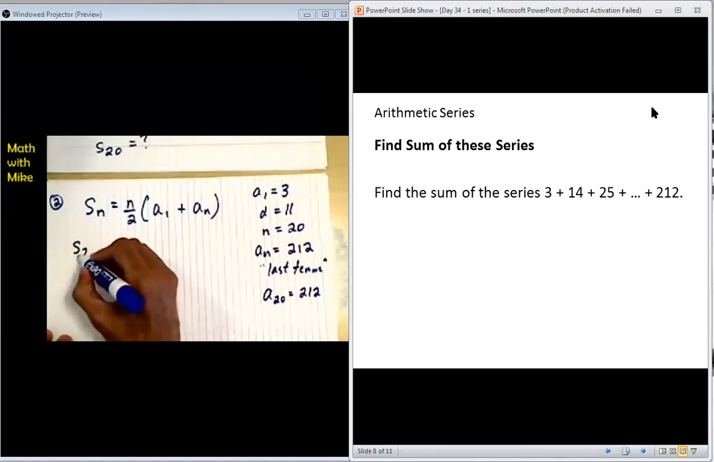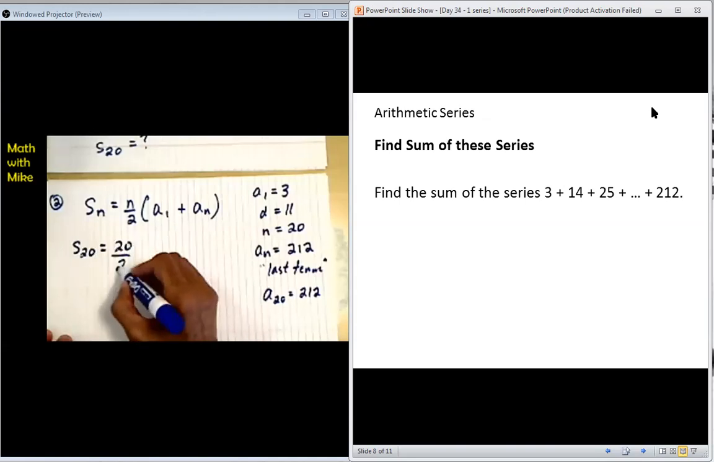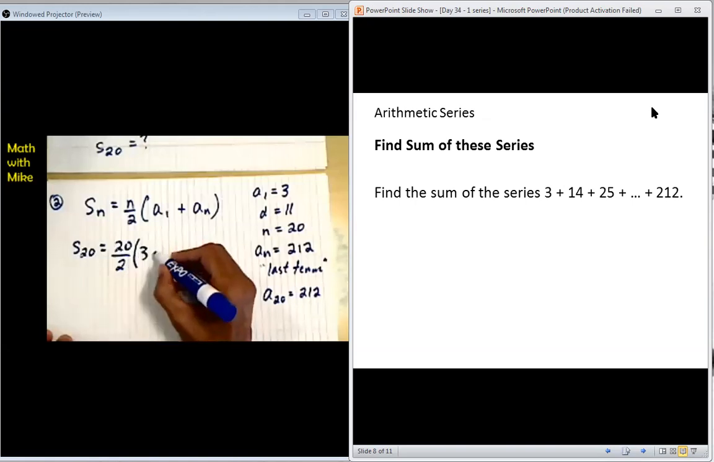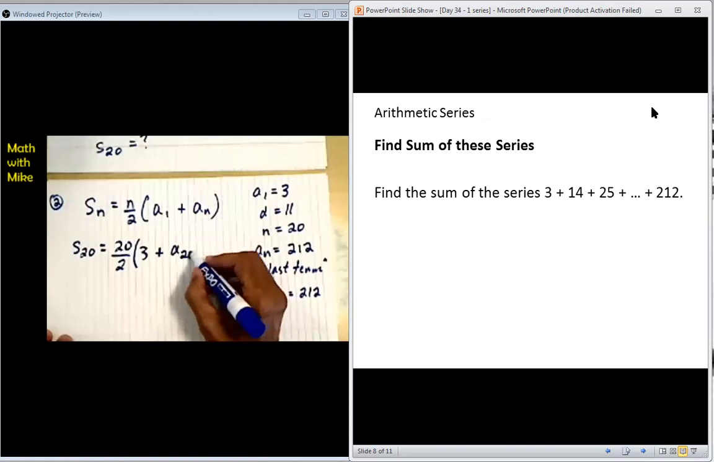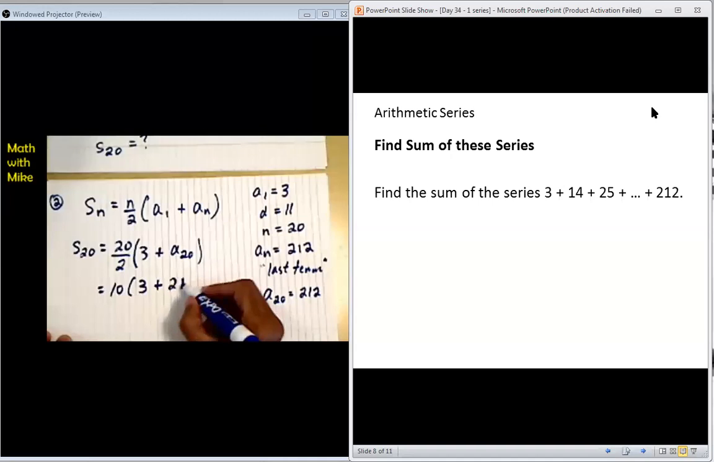So S20 is going to equal 20 divided by 2 times (3 plus, you know what, I'm just going to put it as A20, just as a reminder that they're the same). So we got 10 times (3 plus the 212), right? That's the last term, 212.